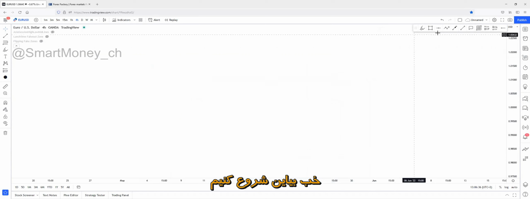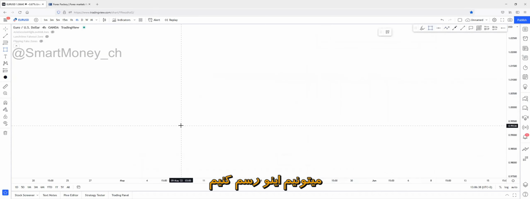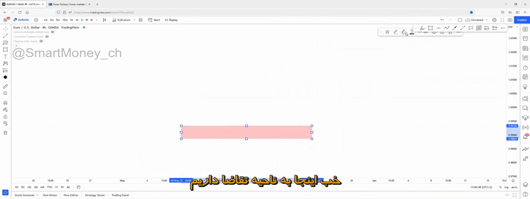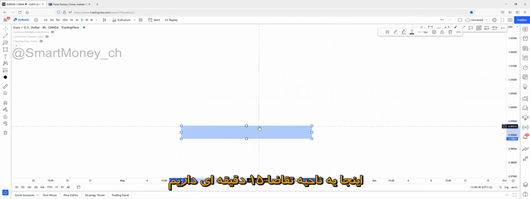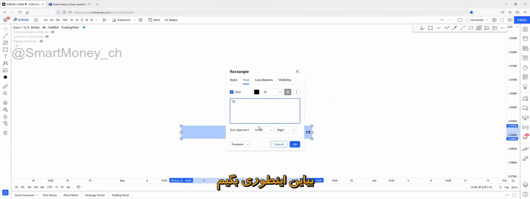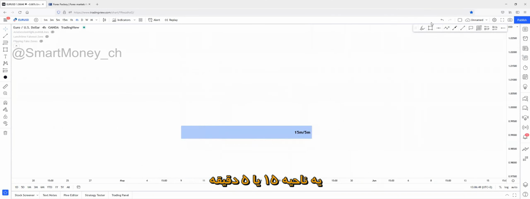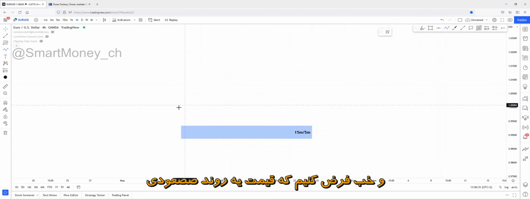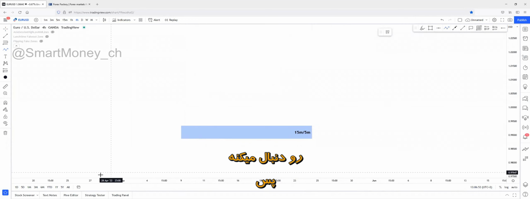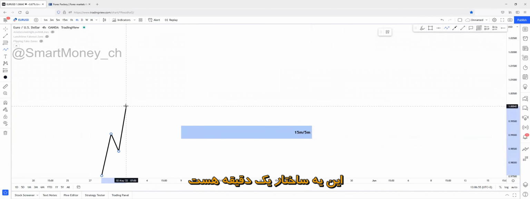Okay, and let's just start with the drawing. Let's see a pattern for a demand reversal. So around here, there's a 15-minute demand zone, or let's just stick with a 15-minute or 5-minute demand zone. That's a 15-minute or 5-minute demand zone. And let's say price is following a bullish pattern. Okay, so this is the 1-minute structure.